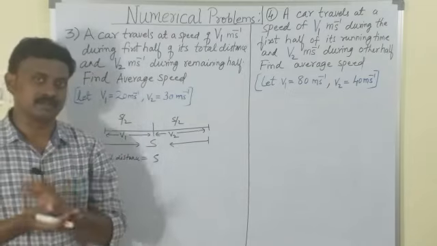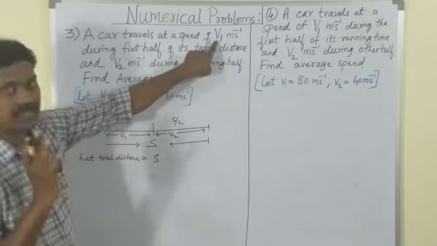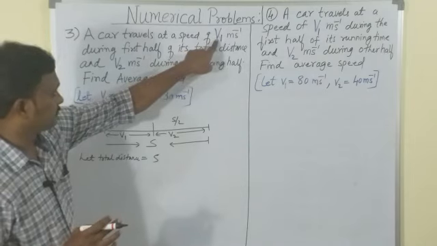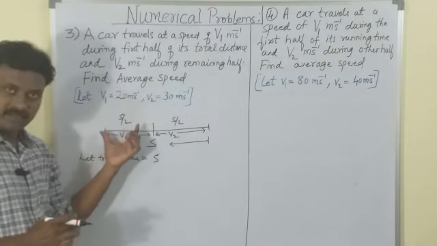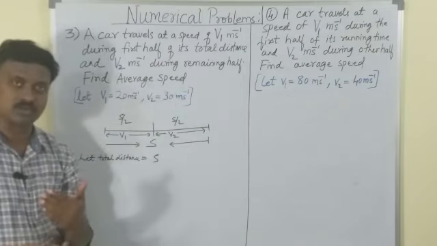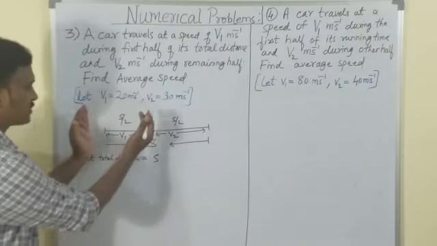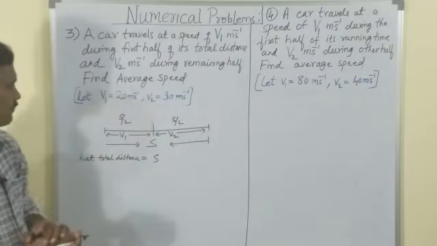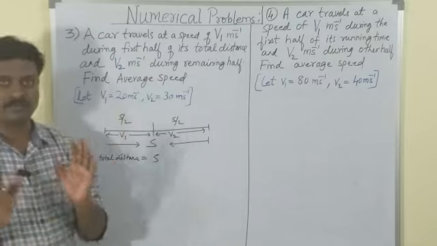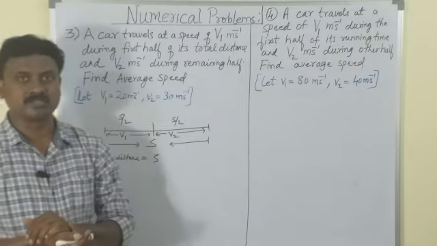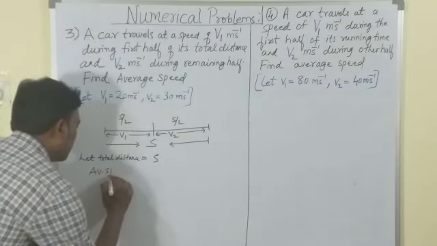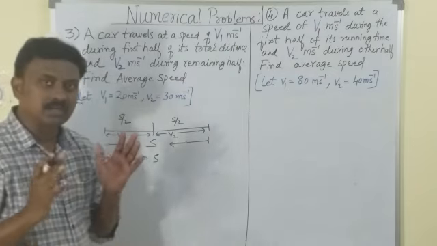Now these are the things given in the question. They have given only v1 and v2, and they told that the vehicle traveled half of the distance at speed v1 and the remaining half at speed v2. So from this we understand that the total distance is S, the first half is S by 2, the second half is S by 2, and the speeds are v1 and v2. They are asking to find average speed. So first write the formula for average speed: average speed is total distance by total time.